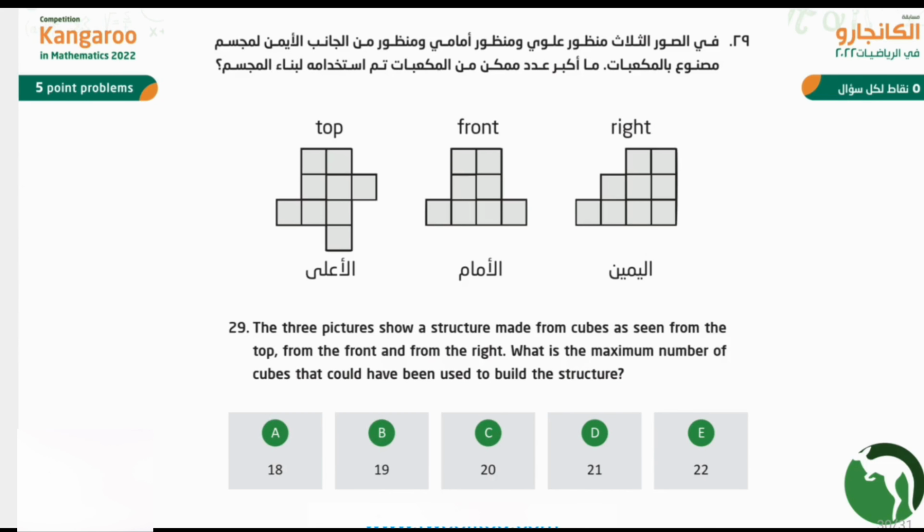In question number 29, the three pictures show a structure made from cubes as seen from the top, from the front, and from the right.